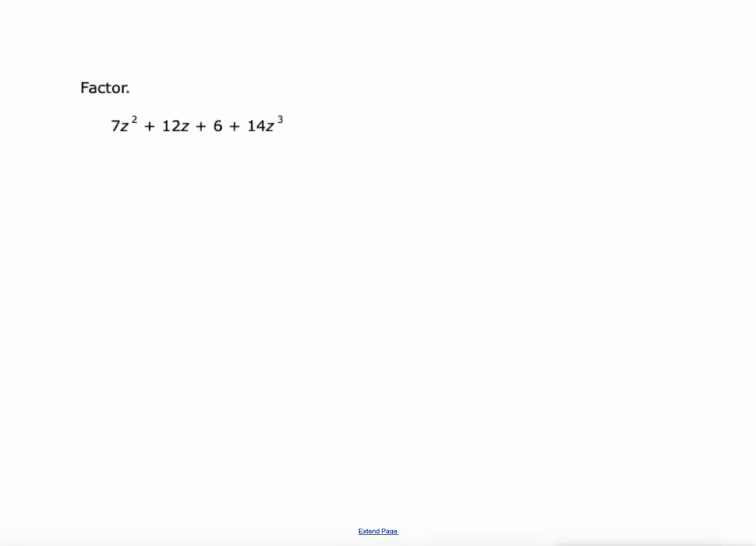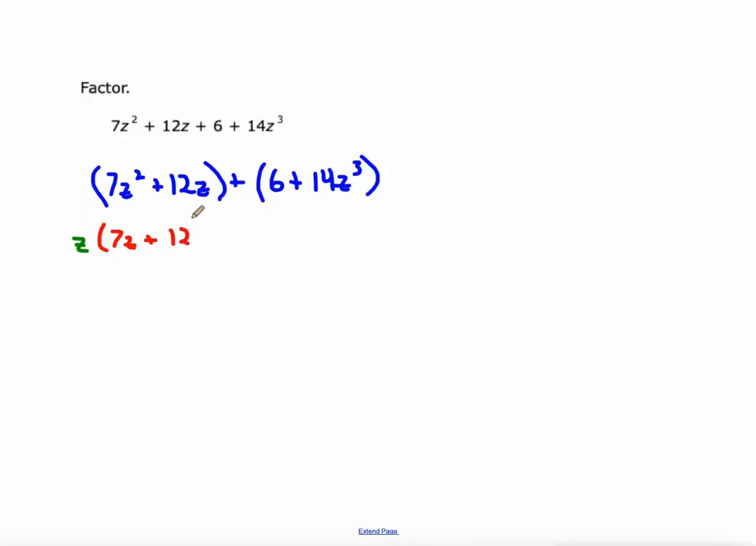Okay, on this one, all right, here we go. So let's group our first 2 terms. And we'll group our second 2 terms. Factor out of the first one, the best I can see is a z. They're both divisible by z. Again, let's do some different colors. Z times 7z plus 12.